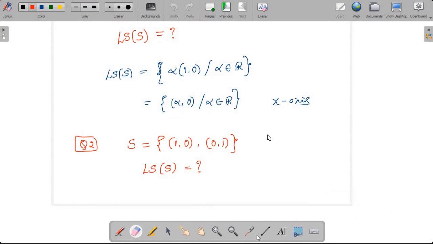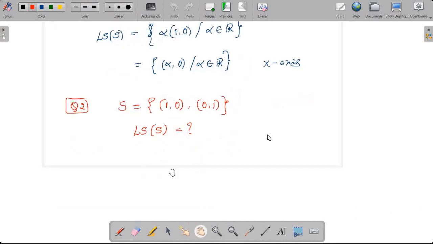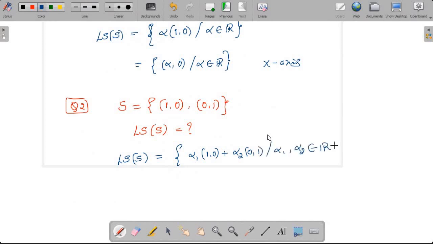Actually, I haven't told you about the linear span of a vector space yet. Let me not use that. So first let me look at the linear combination here, the linear span. The linear span of S is nothing but the set of all alpha 1 times (1, 0) plus alpha 2 times (0, 1) such that alpha 1, alpha 2 are coming from real numbers.